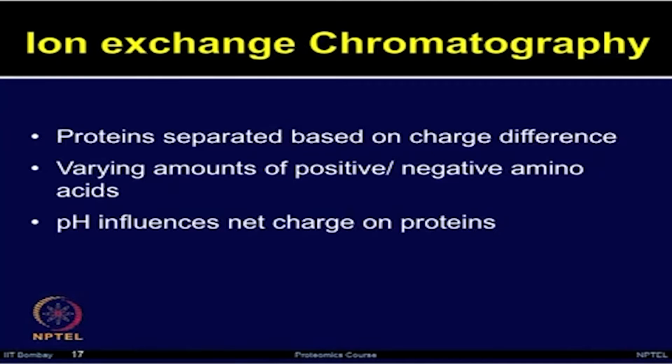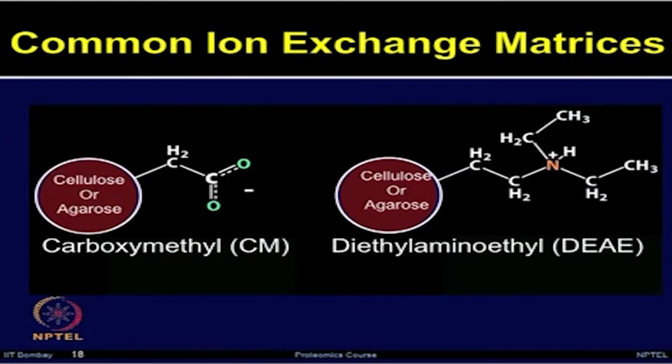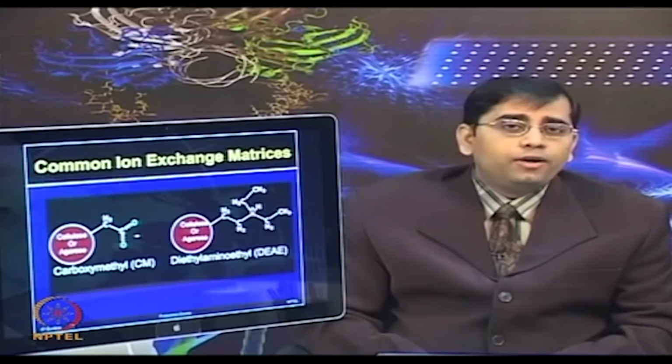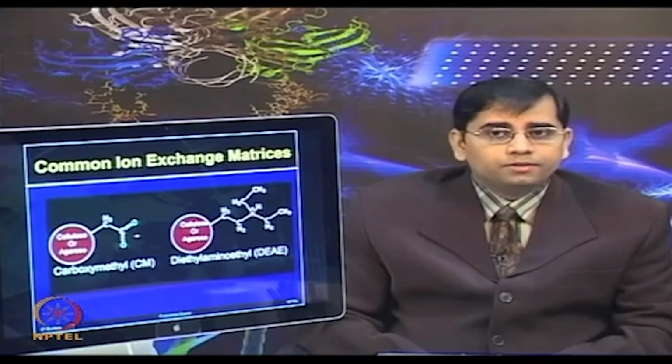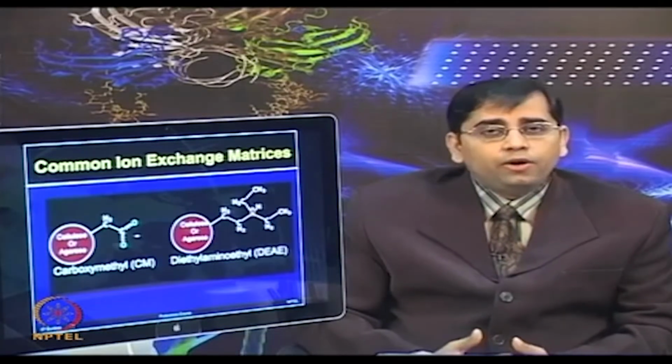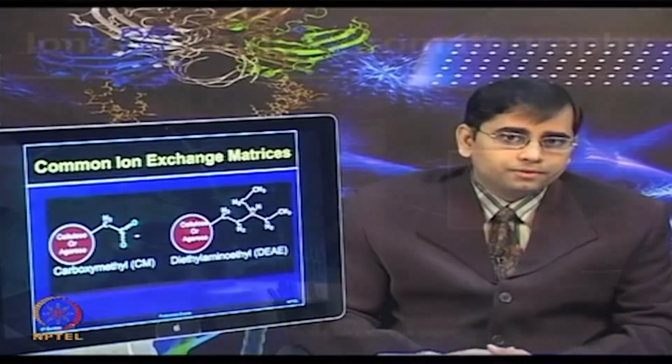So, by varying the amount of positive and negative amino acids, and even pH, one can influence the net charge on proteins. In this slide, some of the common ion exchange matrices are shown, like carboxymethyl (CM) and diethylaminoethyl (DEAE). When a desired protein is positively charged, the cation exchange chromatography should be used. When a desired protein is negatively charged, the anion exchange chromatography method should be used.